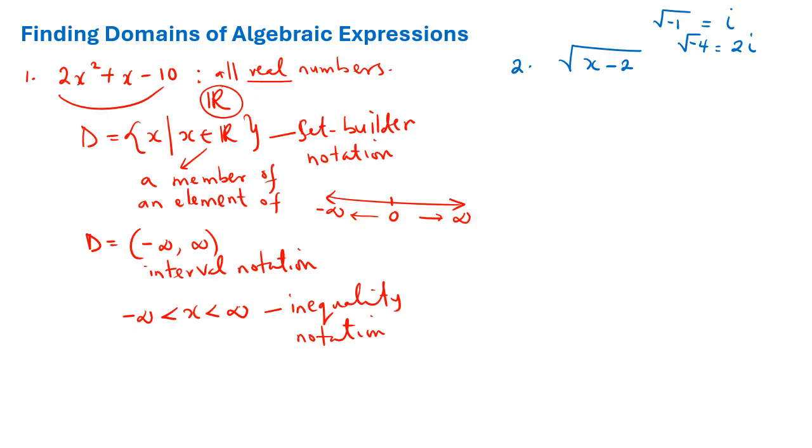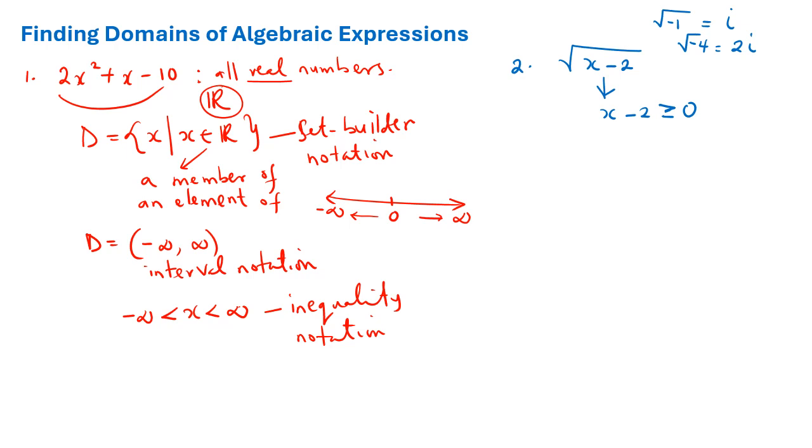So because of that, to avoid that, we say the domain will be such that whatever the radicand is must be greater than or equal to 0. So this is the trick or the strategy to find the domains of expressions involving square roots or radicands like that. So you want x minus 2 to be greater than or equal to 0.